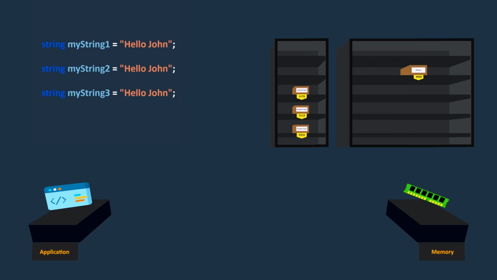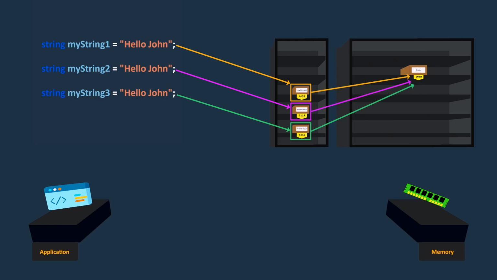String interning is a process where multiple string instances with the same content are optimized to share the same memory location. This means that instead of having multiple separate instances of identical strings, the runtime ensures that only one instance is created and shared among all references to that particular string.